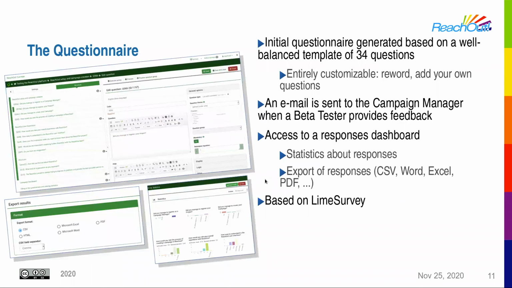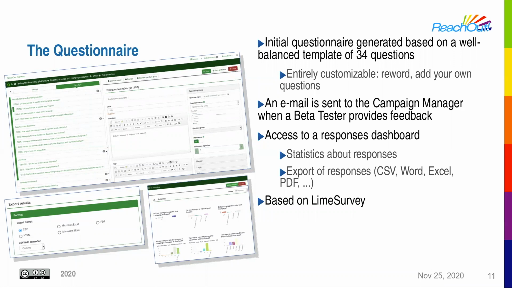So when a campaign is created, the ReachOut platform generates a questionnaire, which is based on a template. So this template contains a mix of open and close questions. It's entirely customizable. You can remove, reword, or add any question. And for each feedback that is returned by beta testers, the campaign manager will receive an email message. And finally, all the answers, all the responses to the questionnaire can be visualized in an online dashboard. There's a graphical statistics view, and you can also export the responses in various formats. It's based on the Lime survey software.